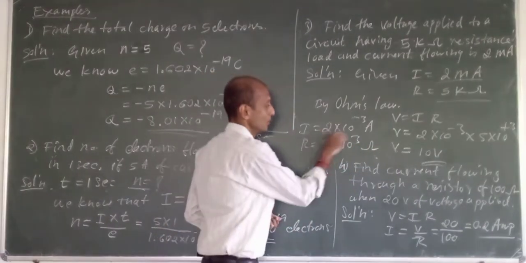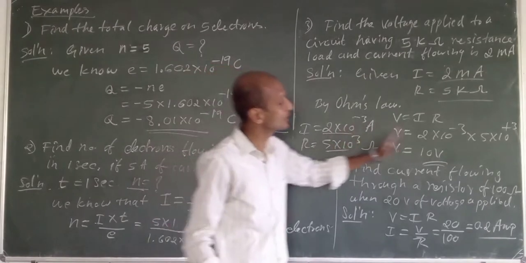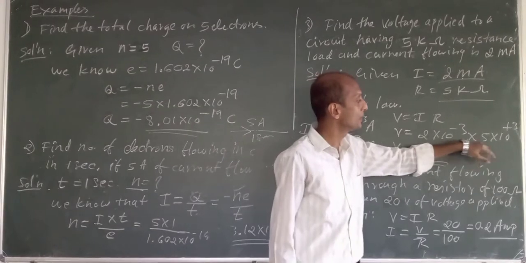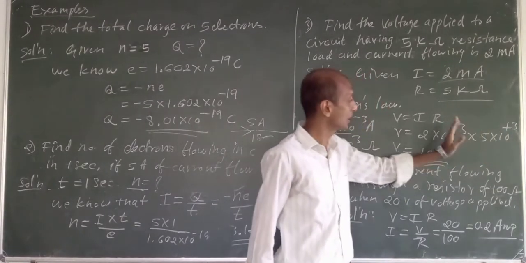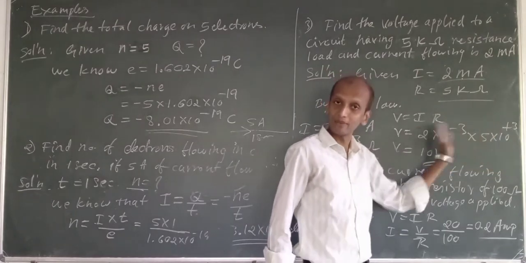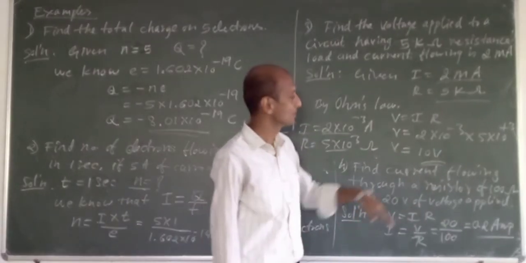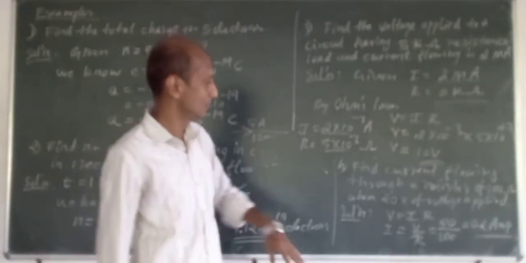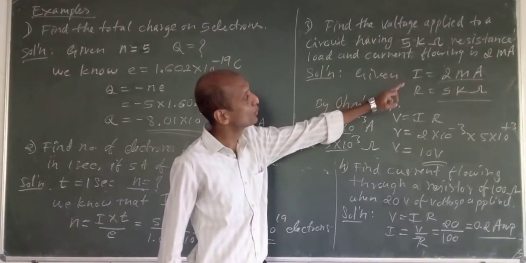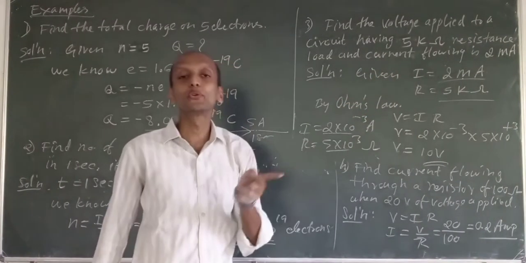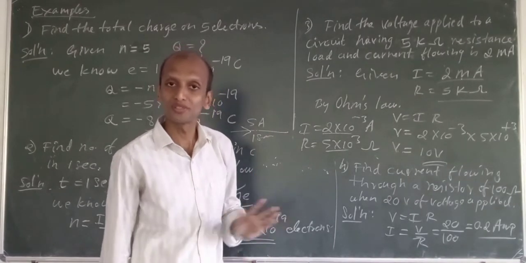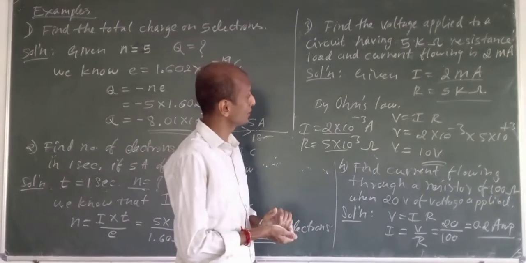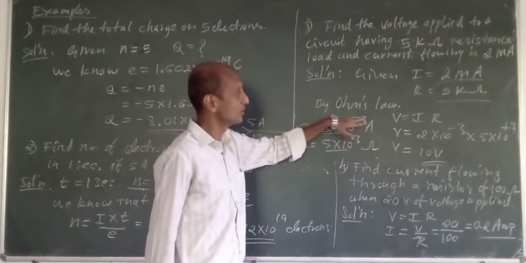So this is what we have to go for. If I put these values here, that is I is equal to 2 into 10 power minus 3, that is milli, into 5 into 10 power plus 3. Now 10 power minus 3 and 10 power plus 3, if I multiply, both will get cancelled, isn't it? So the thing will be 5 into 2, that is equal to 10 volts. 10 volts of voltage we have to apply to make 2 amperes of current through a circuit having a resistance of 5 kilo ohms. Fine. So this is an example where we can use Ohm's law equation.